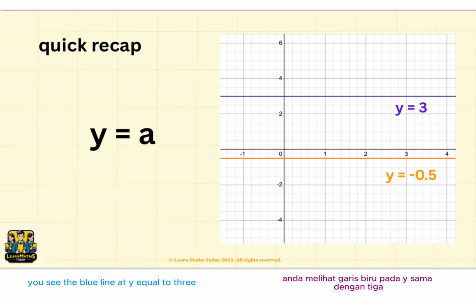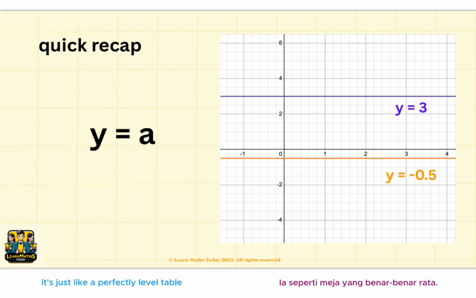You see the blue line at y = 3. No matter what x value you choose, whether it's -2, 0 or 10, your y value is always 3. It's just like a perfectly level table. The orange line at y = -0.5 works exactly the same way, it's just positioned below the x-axis.